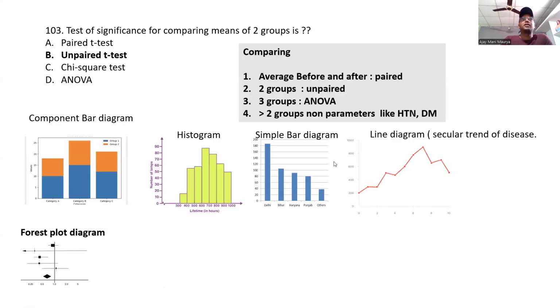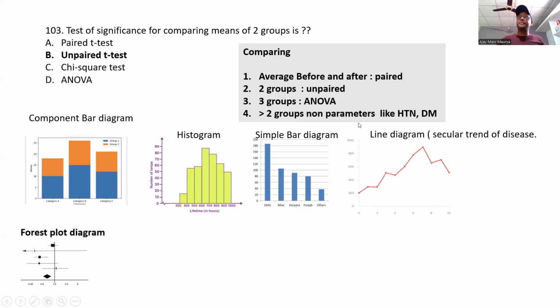Test of significance for comparing means of two groups: it is an unpaired test, guys. If you want to do the average for the before and after, you have to use a paired test. Two groups is unpaired. If it is three groups, more than two groups, it is ANOVA.